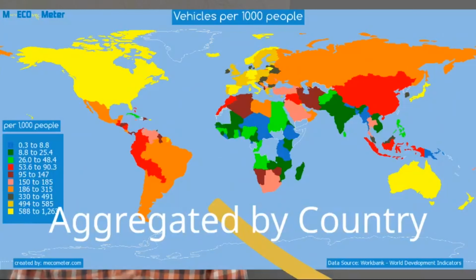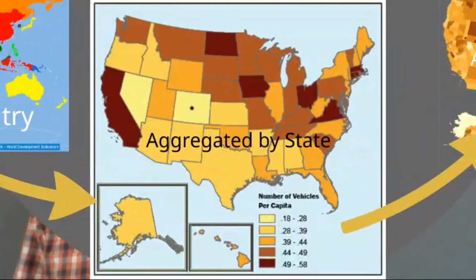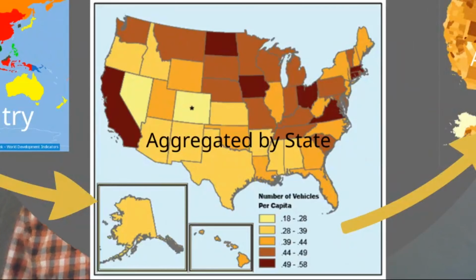So you can see the highest in the world is US, Canada, Australia, and parts of Europe and Japan. And then it gets to the lowest in parts of Central Africa. But if you really wanted more information within a country, you could look at how it's aggregated by state. So if you took the US and you aggregated this information by state, you can see number of vehicles per capita, so that's per person, in the United States.